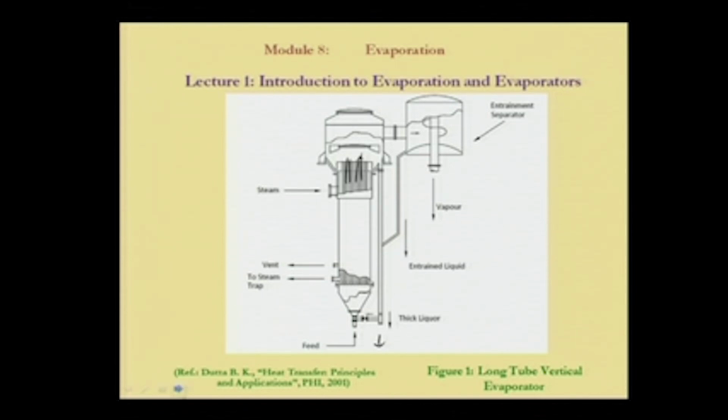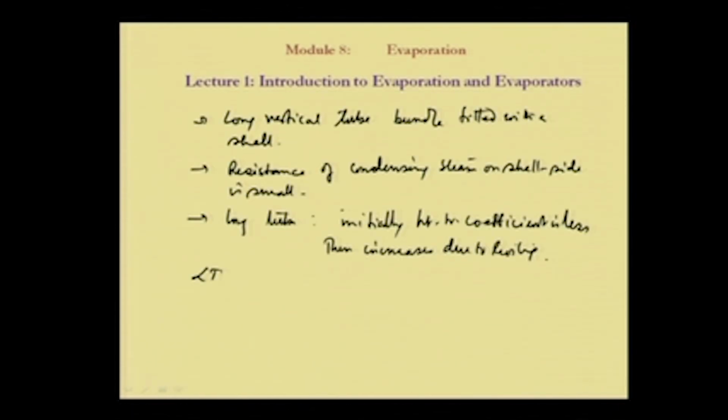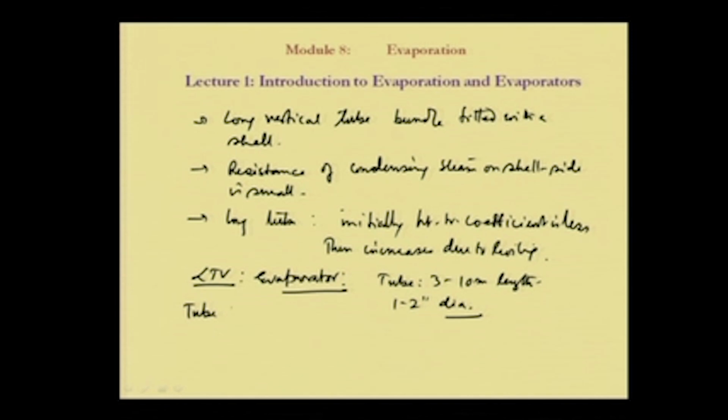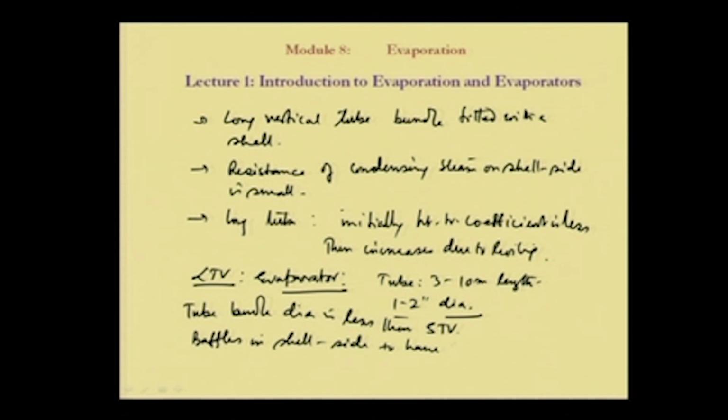And then the usual things are that LTV, long tube vertical evaporators, have tubes of 3 to 10 meter length and 1 to 2 inch diameter. The tube bundle diameter is less than in STV, short tube vertical cases, and sometimes baffles are also used on shell side to have more uniform flow of steam.